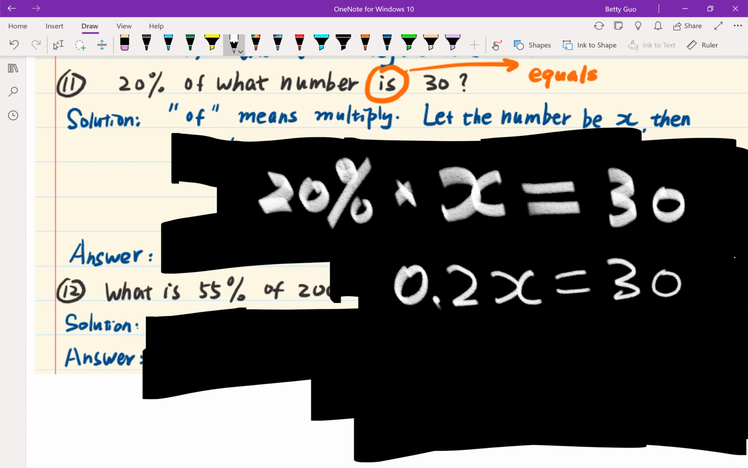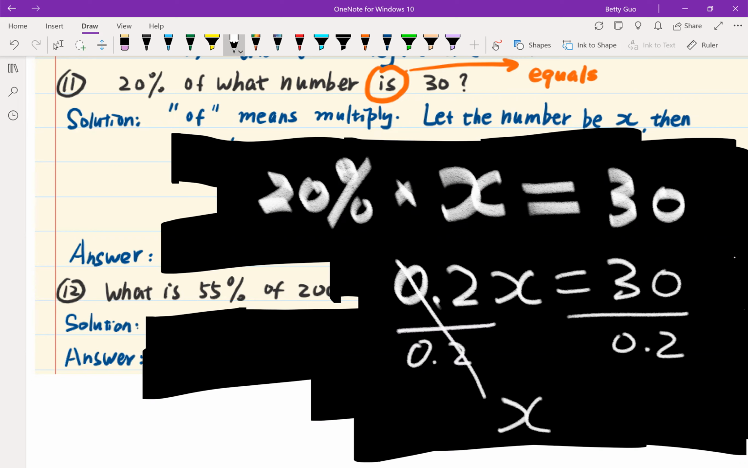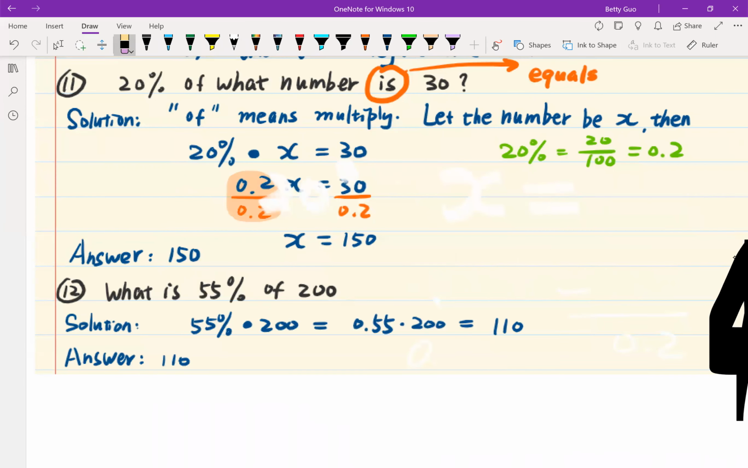How do you solve for x? Divide by 0.2, right? You cancel, and you have x on the left. Use the calculator, 30 divided by 0.2. Tell me what you have. 150. So the number you are looking for is 150. Is that doable, number 11? Okay, very good. I have the solution right here in the problem.